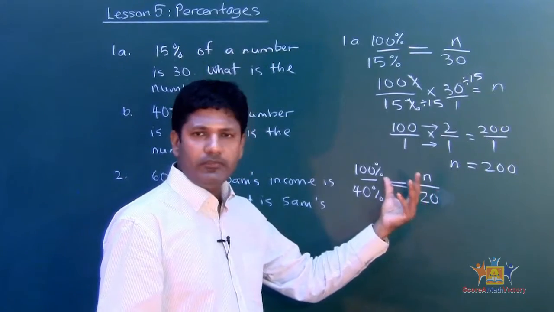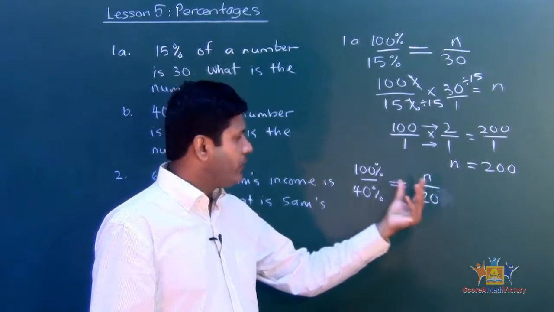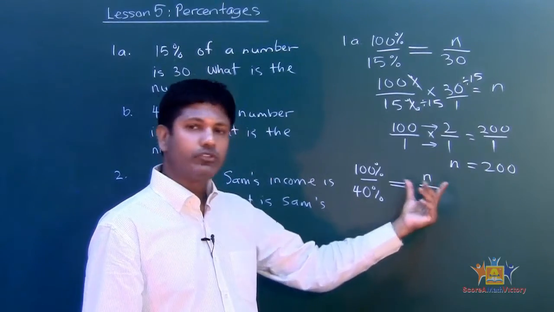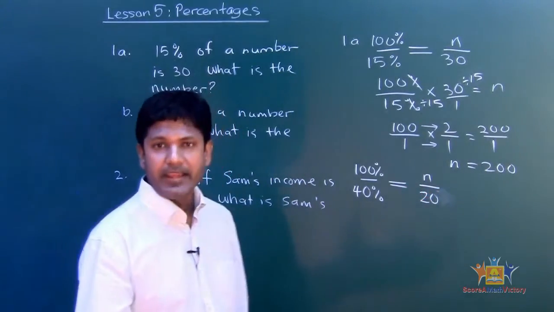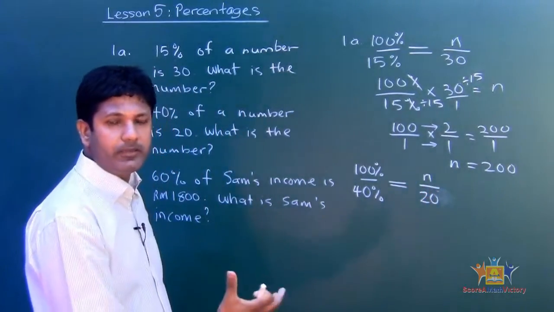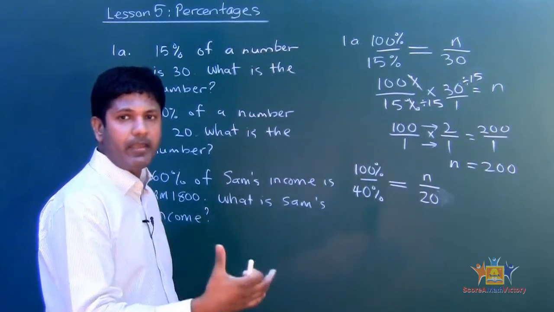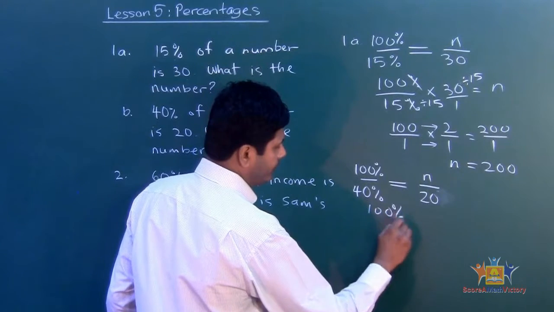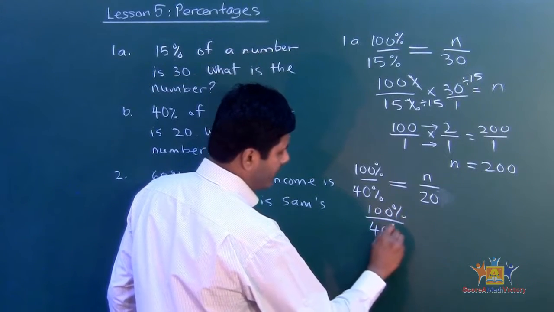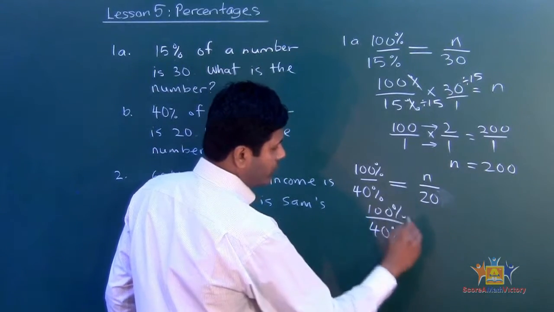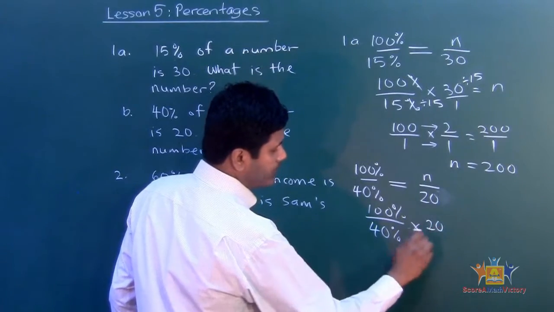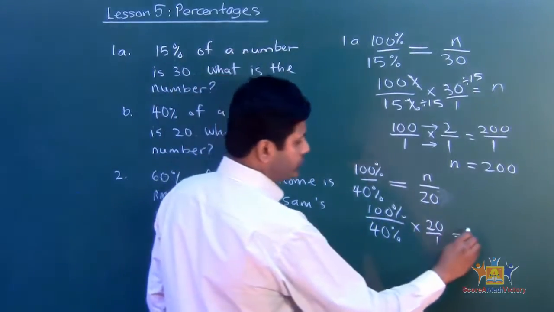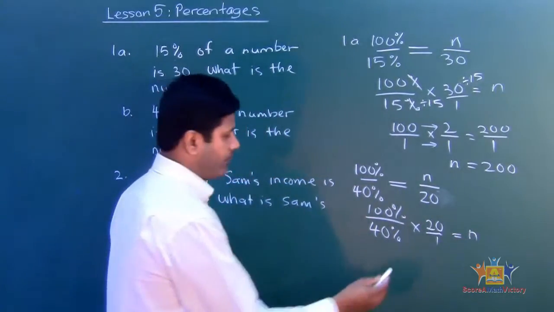In order for me to find n, in other words to isolate n, I've got to get rid of 20. 20 has got to go. What's 20 doing towards n? It's dividing. Division crossing the bridge becomes multiplication. That's from Max's first law. So I'm going to rewrite this: 100% over 40% multiplied by 20, over 1. I'm going to put it as a fraction, equals n.